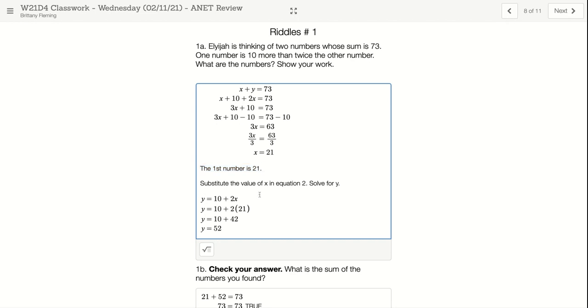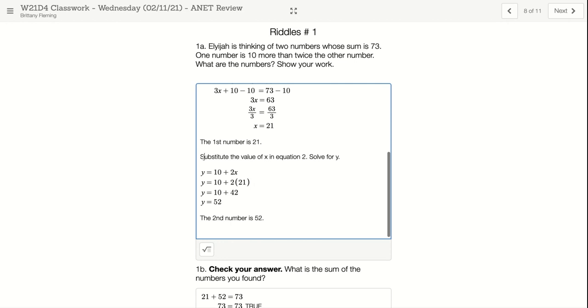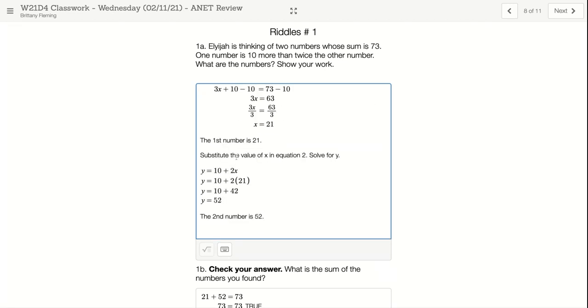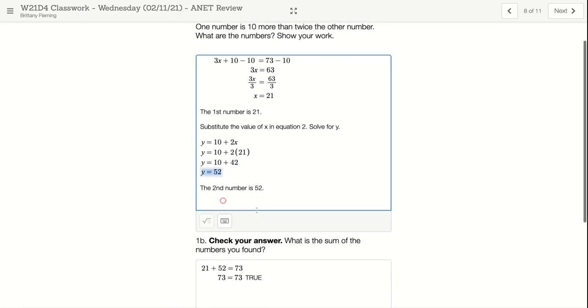Now I have to find the second number, which is y. So I'm going to substitute the value I just found for x in equation 2 to solve for y. Equation 2 is set up perfectly to solve for y. It's y equals this expression. So when I substitute the value for x in equation 2, right, I now have y equals 10 plus 2 times 21. 2 times 21 is 42. So I have y equals 10 plus 42 right here. And I know the second number is 52 because y equals 52.